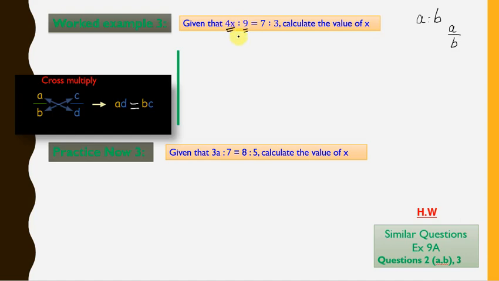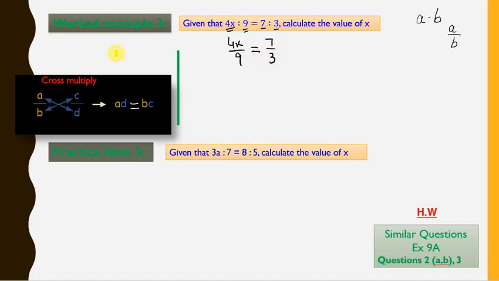So we will write it in fraction: 4x upon 9, then the equals to sign. Now again this is our A and this is our B. We again write it in fraction like 7 upon 3. This will be our first step.